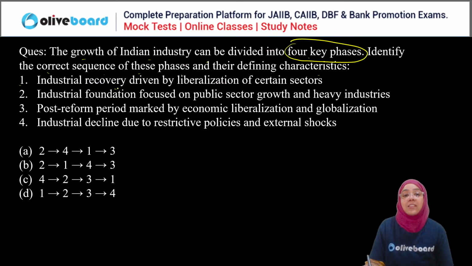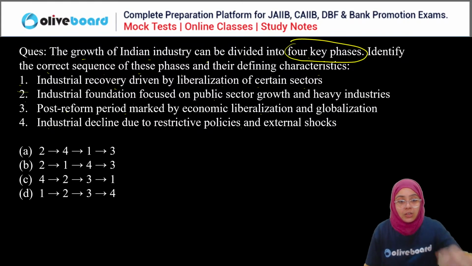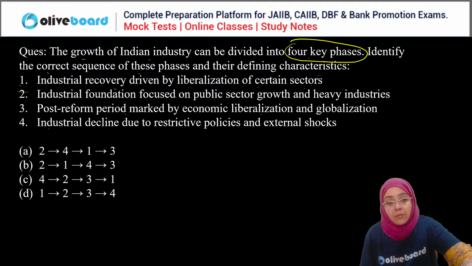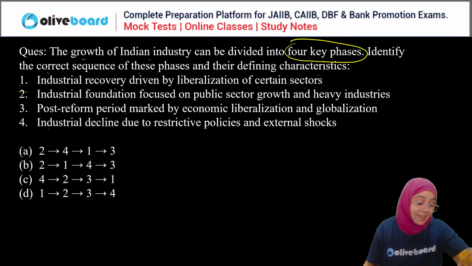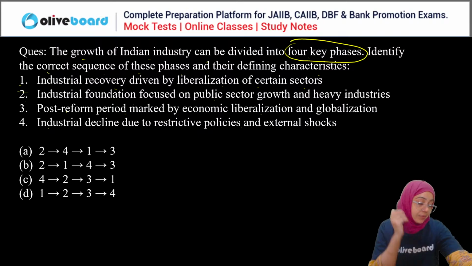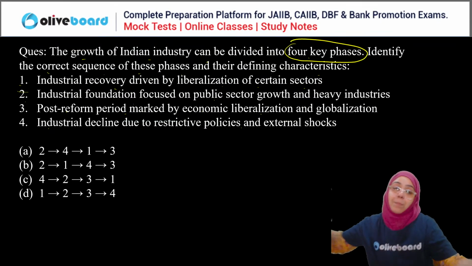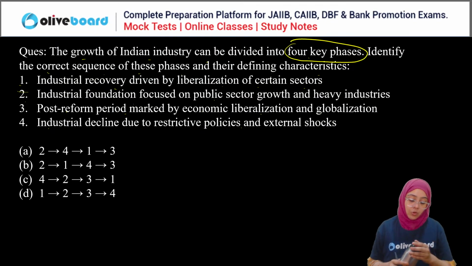First, industrial recovery driven by liberalization of certain sectors. Second, industrial foundation focused on public sector growth and heavy industries. Third, post-reform period marked by economic liberalization and globalization. Fourth, industrial decline due to restrictive policies and external shocks. Very easy question. Please answer this question. Arrange it. We can all answer this question, guys.